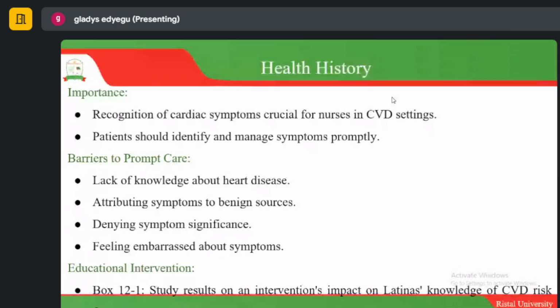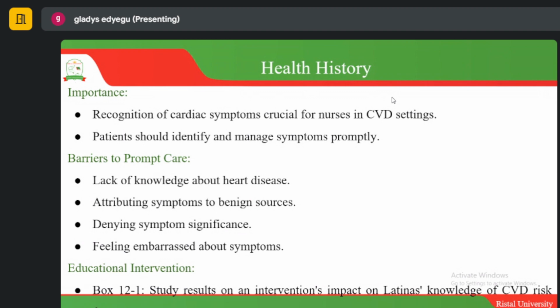Then the patients also should identify and manage symptoms promptly. So it is very important for you to understand this as you educate them in relation to their conditions, so that they can manage their own symptoms as you explain to them. Then what could be the barriers? There are some barriers that can hinder us from managing our patients. As you're getting these histories in relation to the cardiovascular system, we are also going to pick some of the barriers that can hinder you from managing this patient appropriately.